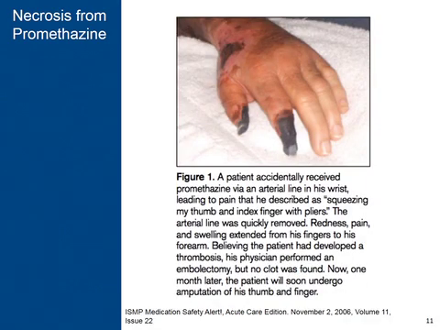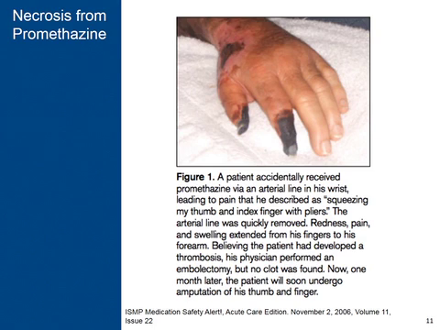Here's another picture. This patient actually got promethazine in an arterial line in his wrist, supposed to be given into an intravenous line, but it was given into an arterial line. And you can see the results of accidental intraarterial administration. So that's a big no-no. This drug should never be given intraarterially. So obviously in this case it was an accident.